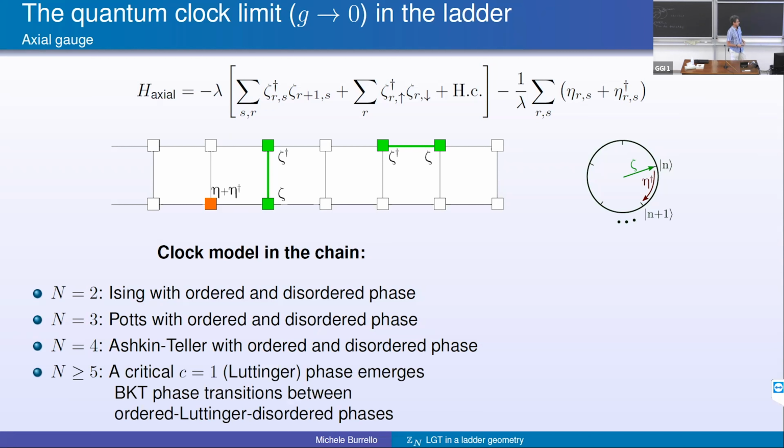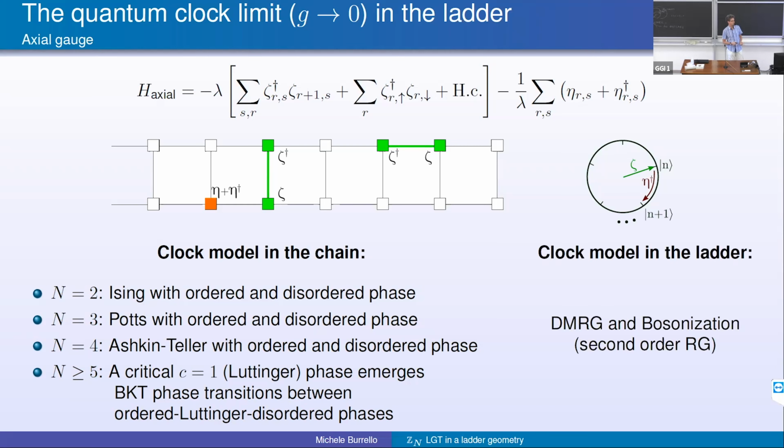And for n larger than 5, a critical and extended phase appears that is characterized by c equal to 1, so it's a Luttinger liquid phase if you wish, and it's separated through BKT phase transitions from the ordered and disordered phase. Something similar is going to happen also in our ladder geometry.